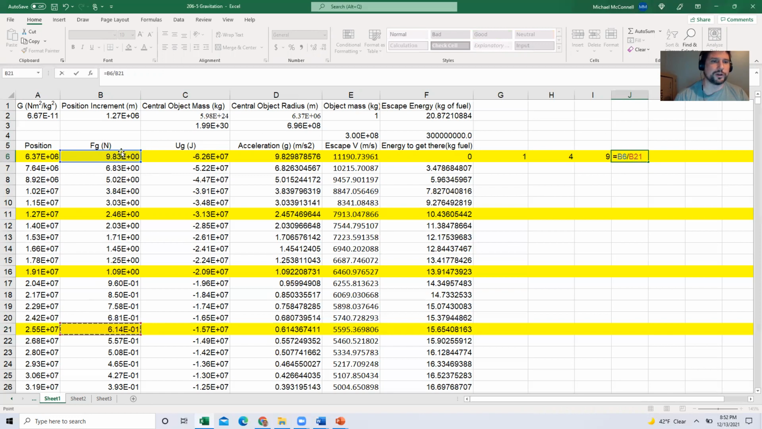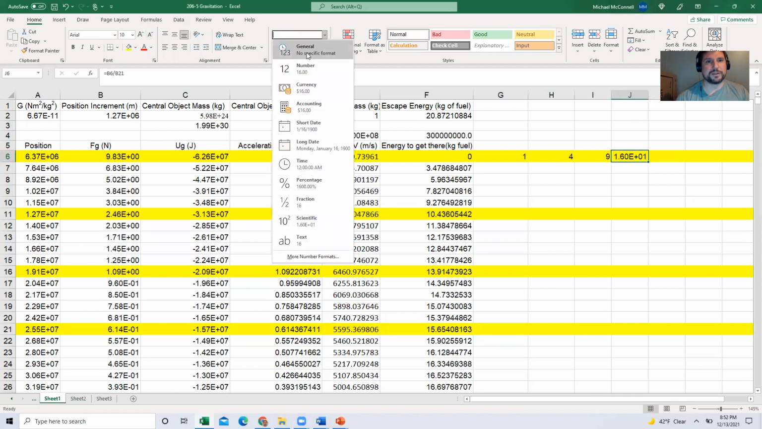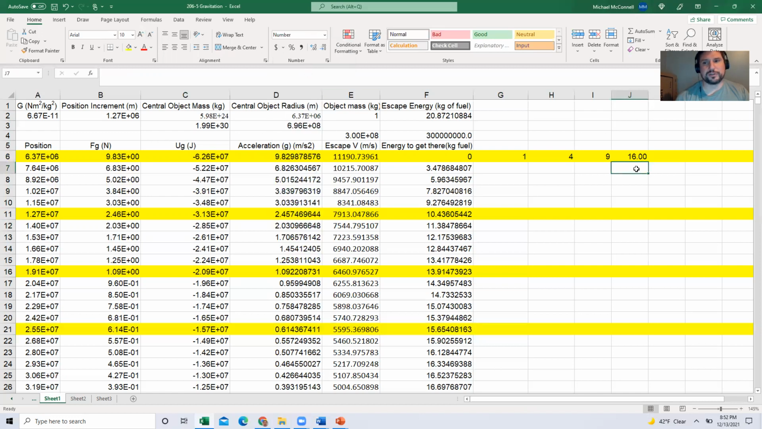The surface is 1 radius from the center of the Earth. So 2 radii, 3 radii, 4 radii from the center of the Earth. If I divide those, I should get a factor of 4 squared, which is 16, and I get 1.6 times 10 to the 1. Of course, if you put that in number notation, it's 16.